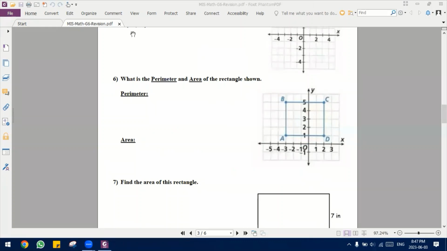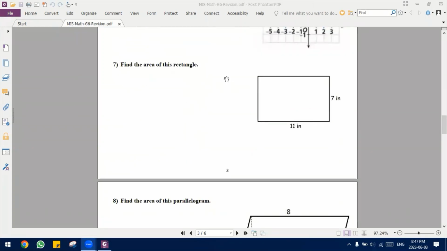Now, next question, question number 7. Find the area of the rectangle. As we said before, area is equal to base times height. Do we have to write the formula again? Yes, we have to. The base is 11 times the height, which is 7, equal to 11 times 7, which is 77. Now we have to write the unit. We check from the picture here, it's inches. So we put inches, and we don't forget that, so you don't lose half a mark. It's inches squared.